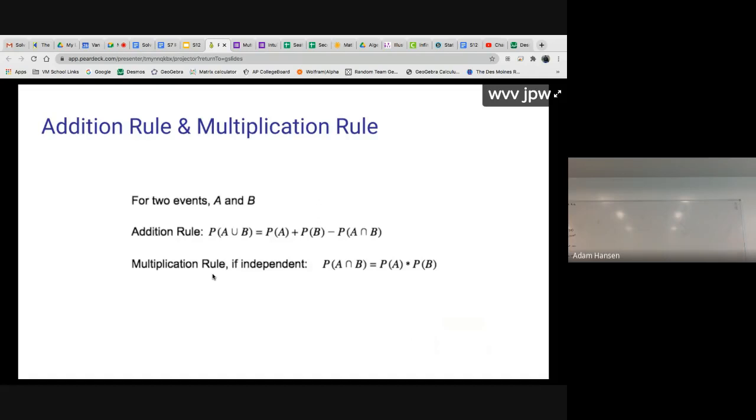The multiplication rule states the probability of A and B occurring at the same time. Multiplication rule means multiply. So I'm going to multiply the probability of A times the probability of B. This is set notation for intersection, or and. The probability of A and B occurring is the probability of one times the probability of another.